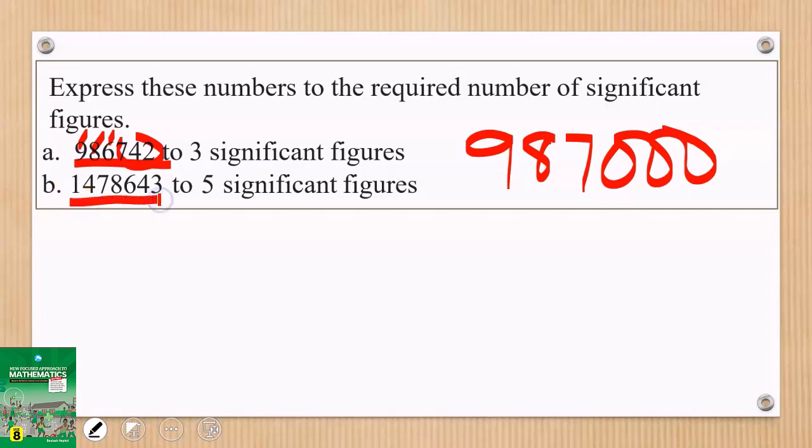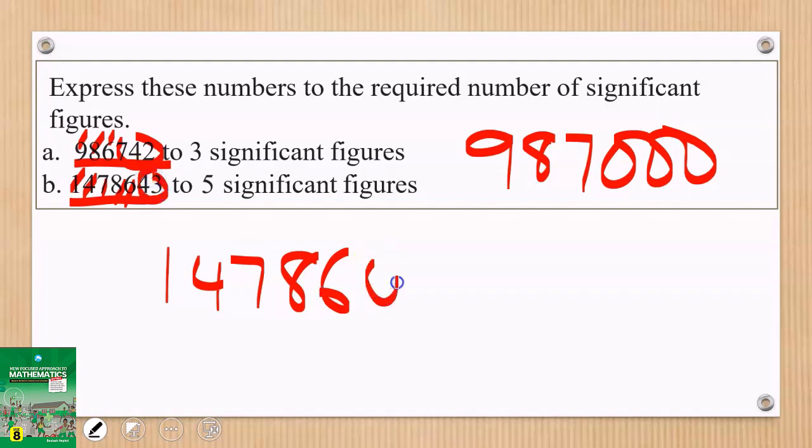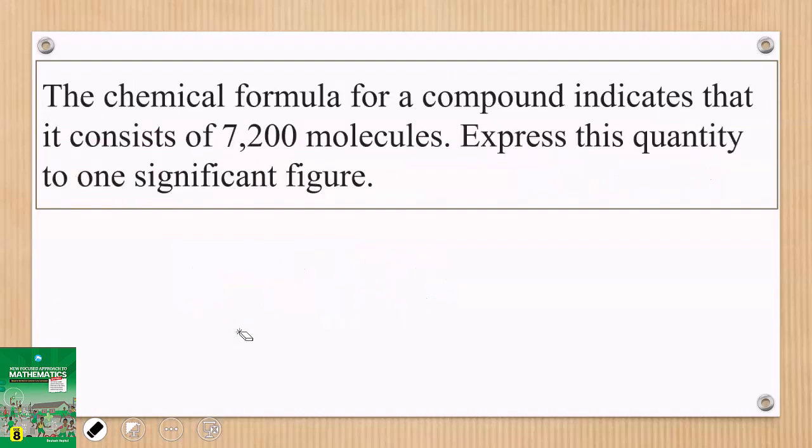Then the second number, we have to round it to 5 significant figures. So let's count 1, 2, 3, 4, 5. So we have 1, 4, 7, 8, 6. But the next number that follows 6 is 4, and that cannot round up. And so we are going to have 1, 4, 7, 8, 6. Then the last 2 digits, we leave them 0, 0. And so this becomes 1,478,600. Good.